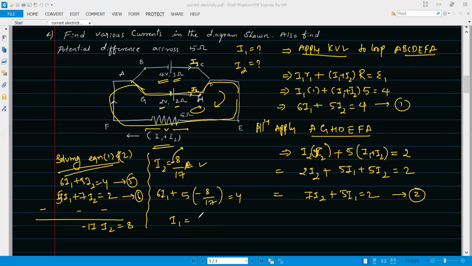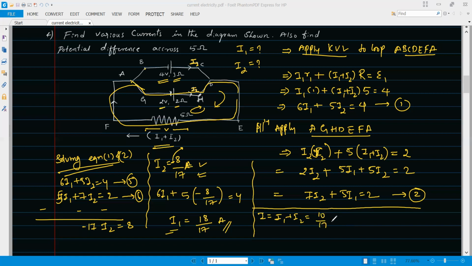So I1 is going to be 18 by 17 ampere. Calculate this and check. I1 is equal to 18 by 17 ampere. Okay. So total current is I1 plus I2. So I1 is there, I2 is there. Total current I is equal to I1 plus I2. So what is the current here? The current is 10 divided by 17 ampere.